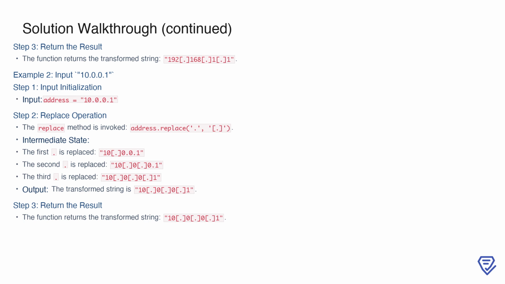In the first example, the returned value is 192[.]168[.]1[.]1. Moving on to the second example, the input IP address is 10.0.0.1. Again, we start by initializing the input, where address holds the string 10.0.0.1. The replace operation is then performed using the same method, address.replace. This method works through the string step by step, replacing each dot with [.].